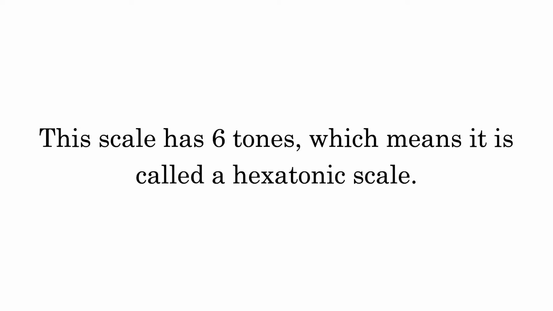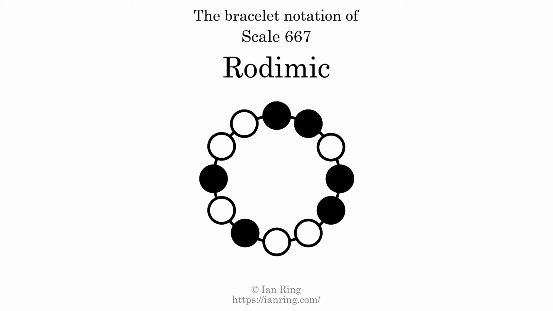This scale has 6 tones, which means it is called a hexatonic scale. This is a bracelet notation diagram of scale 667. The shaded circles represent tones that appear in the scale, and they are read clockwise, starting at the top.